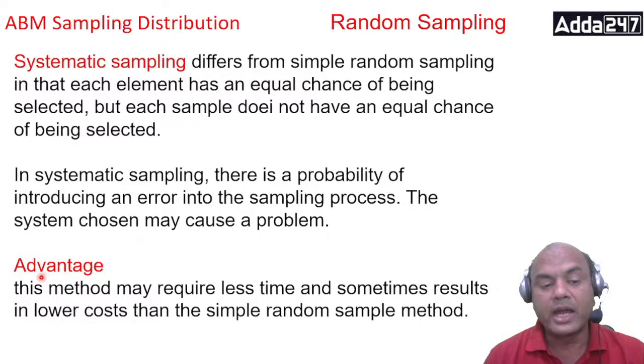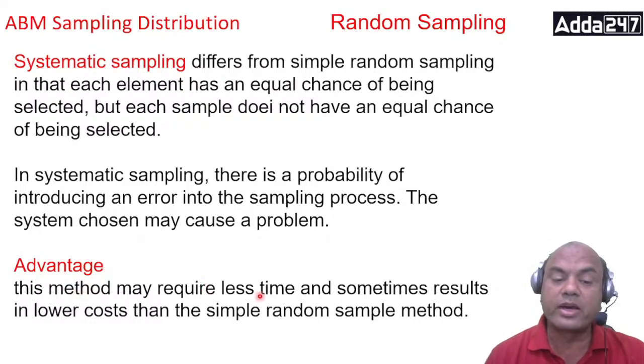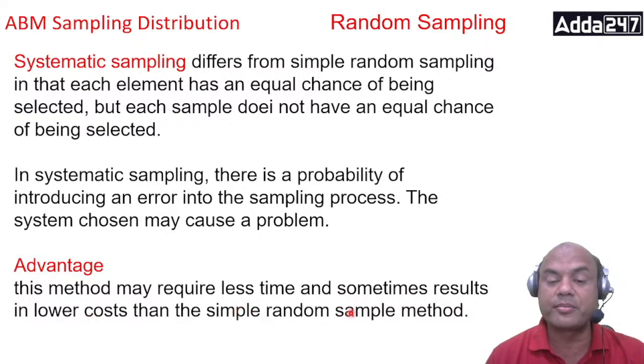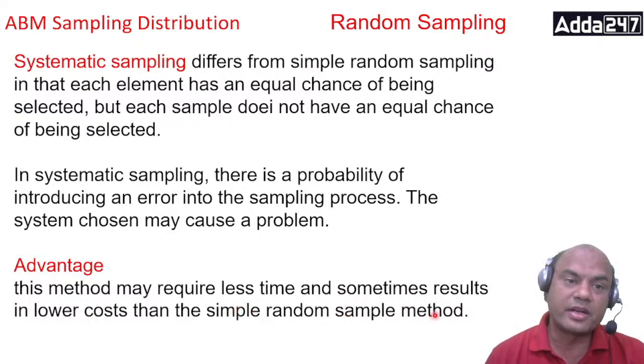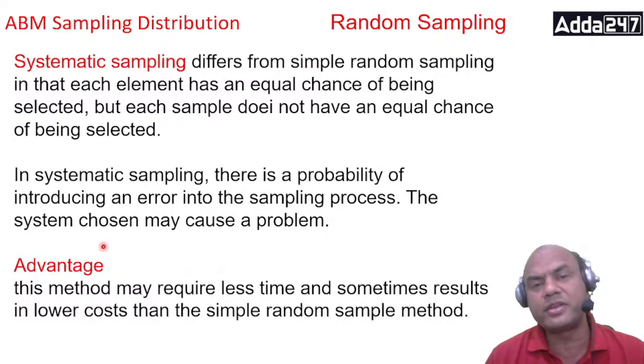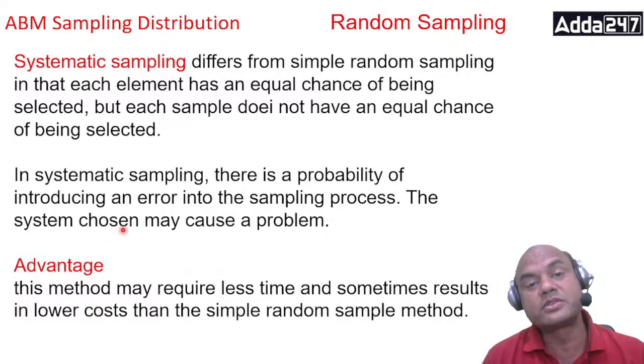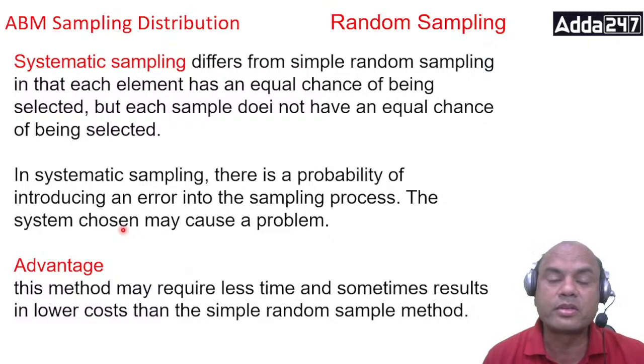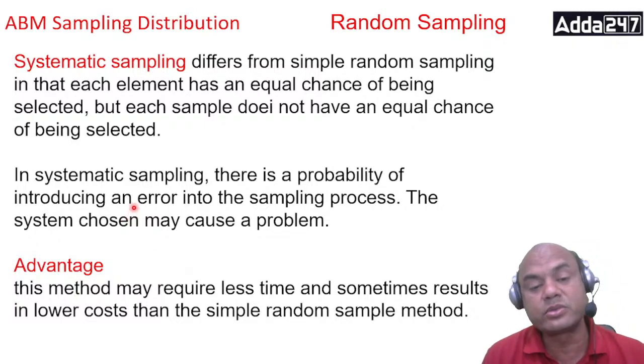Advantage. This method may require less time and sometimes results in lower cost than the simple random sample method. Because in systematic sampling, obviously we are not telling all the 60 students to stand and selecting randomly. We are telling every 10th or every 5th. So it will give me a fair chance and it will be fast over here.